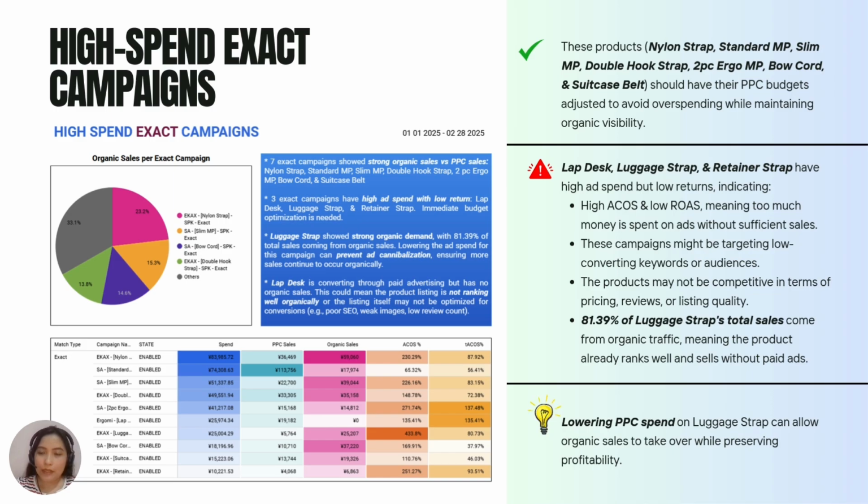Next, PPC budgets for nylon strap, Standard MP, and similar products should be adjusted to prevent overspending while preserving their organic visibility. Meanwhile, LapDesk, Luggage Strap, and Retainer Strap exact campaigns have high ad costs but low returns, suggesting poor keyword targeting, competitive issues, or the need for listing improvements.